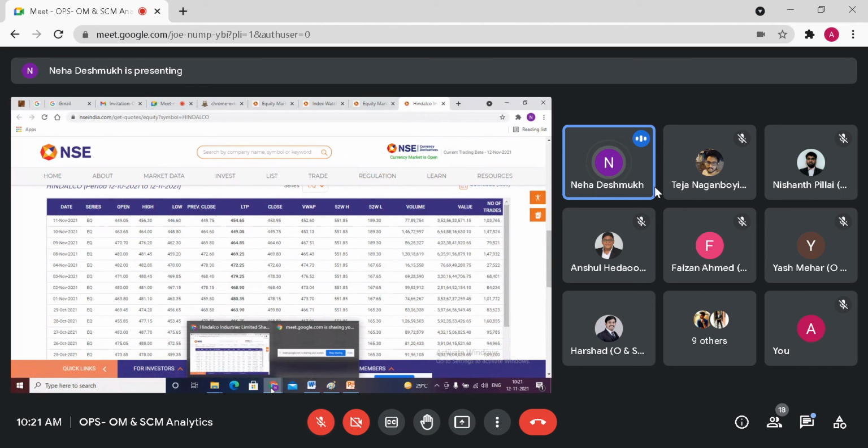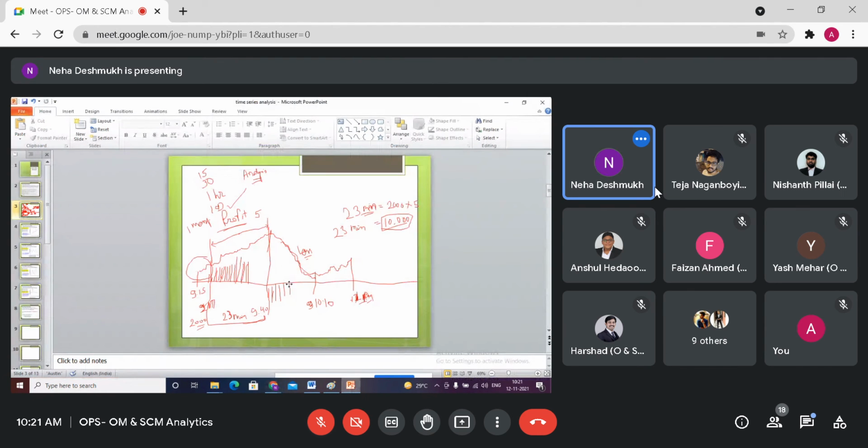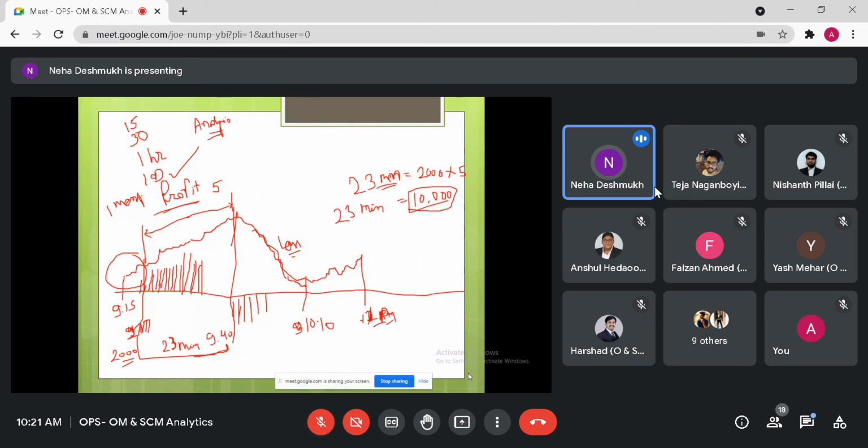Just download the file. You will get the Excel file. Insert that Excel file in your analysis model. You will get the next movement, whether it is in uptrend or downtrend form. Right? So this is the main actual application-oriented time series analysis.